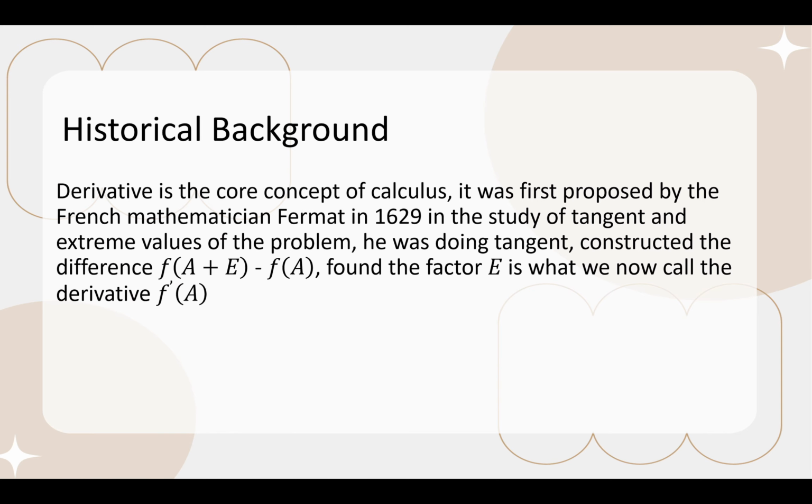It was first proposed by the French mathematician Fermat in 1629 in the study of tangents and extreme values problems. He was working on tangents, and constructed the difference f(a+e) minus f(a). Find the factor e, which is what we now call the derivative.